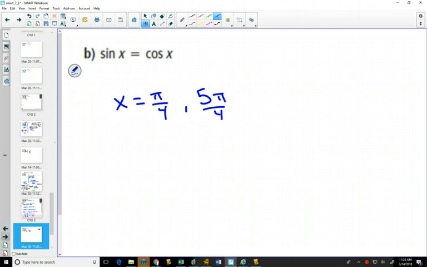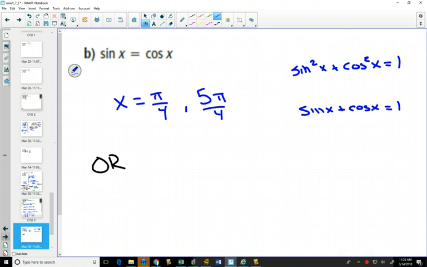This one can also be done by getting things to a single trig function. To get this to a single trig function, the number 1 temptation to use is to say, I wonder, I don't have sine squared and I don't have cos squared, but if sine squared plus cos squared equals 1, is sine x plus cos x equal to 1 if I square root both sides? Does that work? Yes? No? Good? Bad? Can you see yourself tempted to use that?